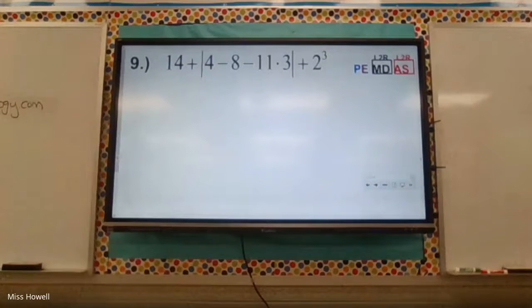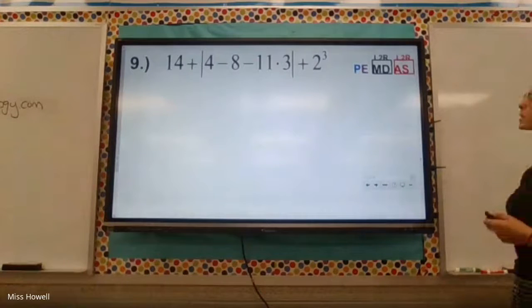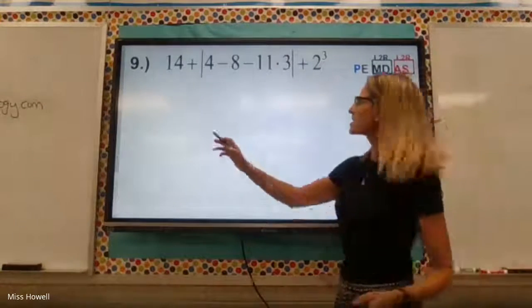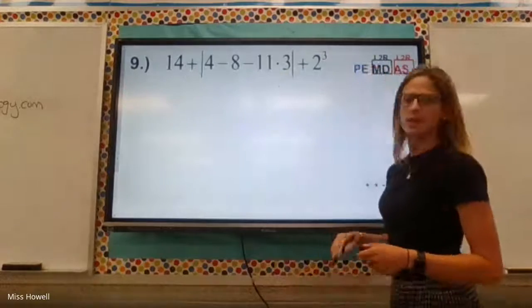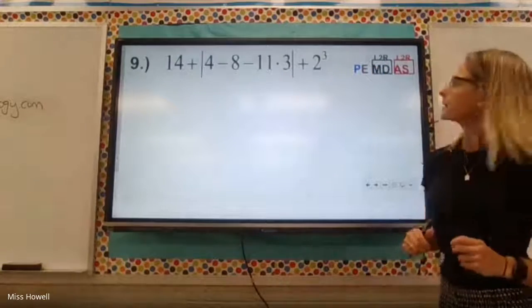14 plus the absolute value, 4 minus 8 minus 11 times 3 plus 2 to the third. No hidden multiplication here because there's no numbers outside here. So I don't have to put a little dot there as a reminder.